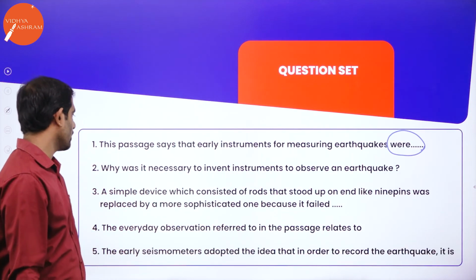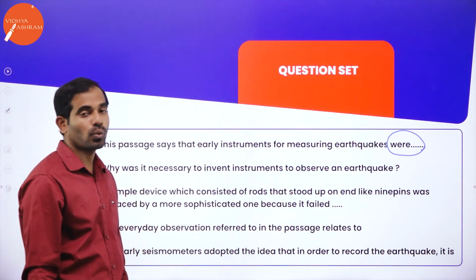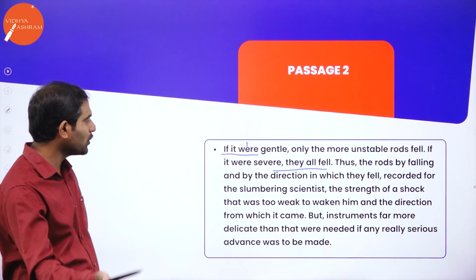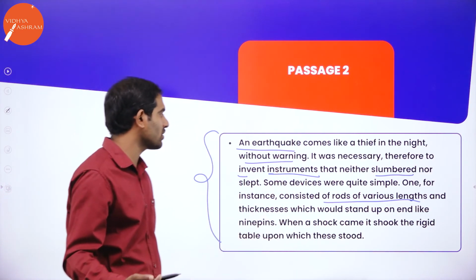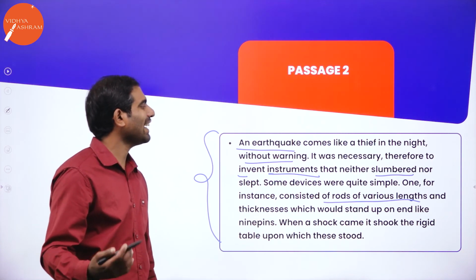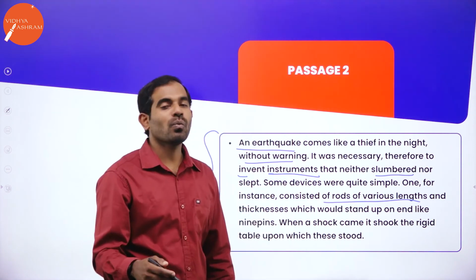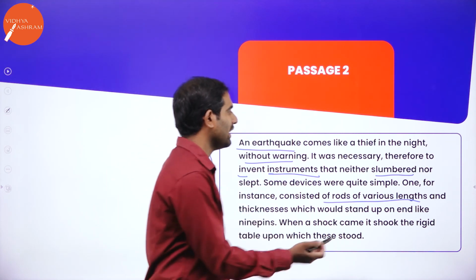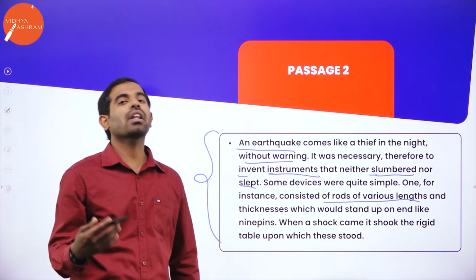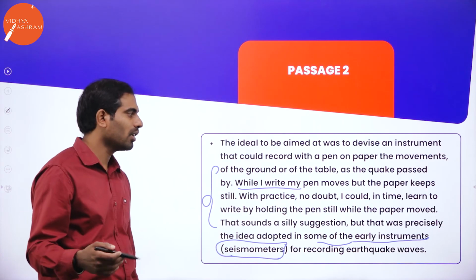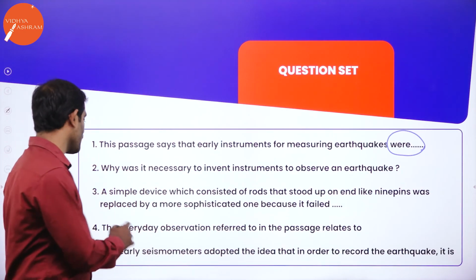The second question: why was it necessary to invent instruments to observe an earthquake? If you go back to the first slide, it comes without warning, and it was necessary therefore to invent an instrument. And moreover, the instrument that was invented before, the rods and the table, neither took rest nor slept. So they wanted to invent the advanced instrument. And the remaining three questions, I am leaving to you.